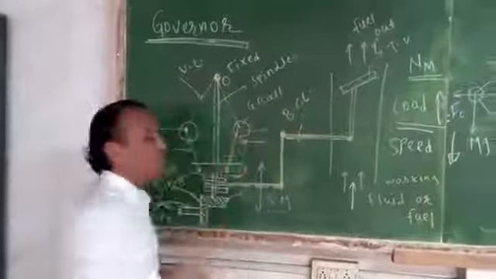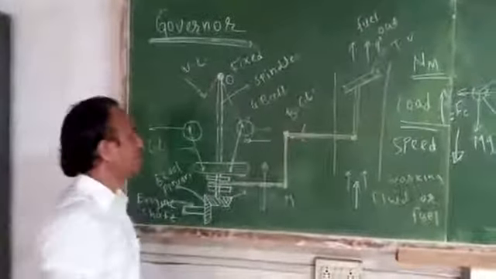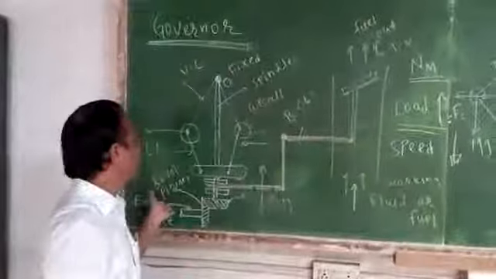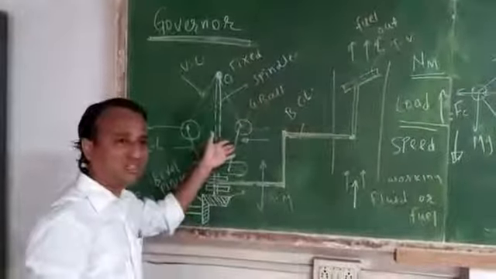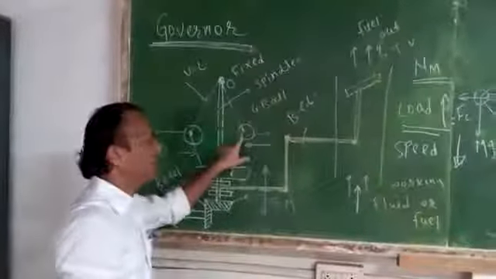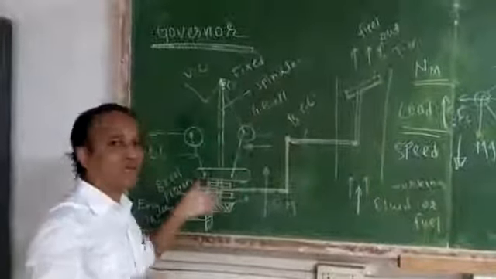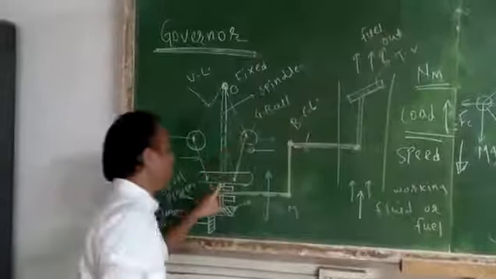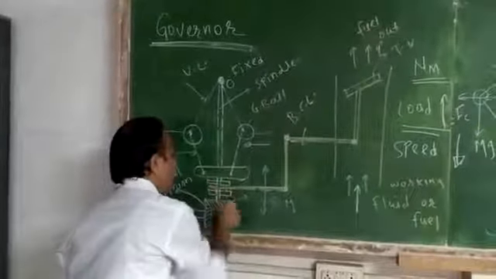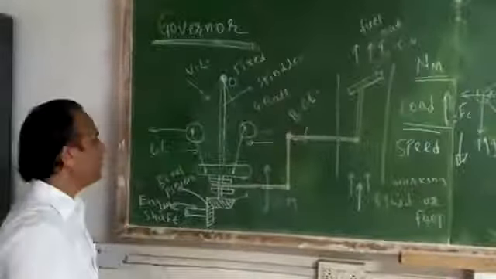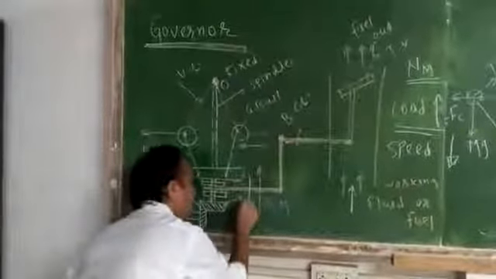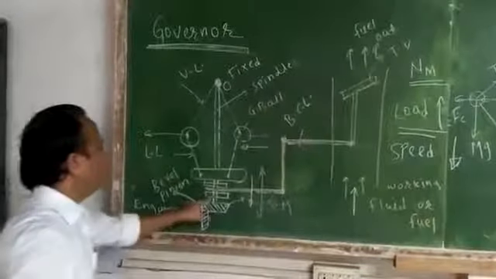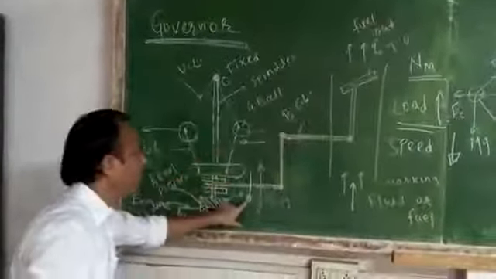Since the governor balls are moving in an inward direction, as speed is lesser, centrifugal force is lesser. Due to lesser centrifugal force acting on the governor balls, they move in an inward direction. Due to inward movement of governor balls, what will happen? The sleeve moves in a downward direction. So the movement of the sleeve is in a downward direction.